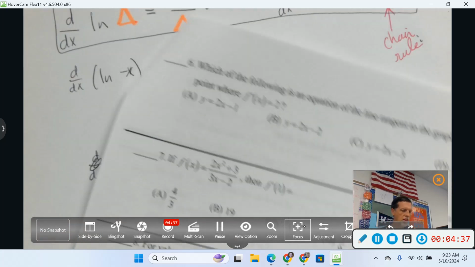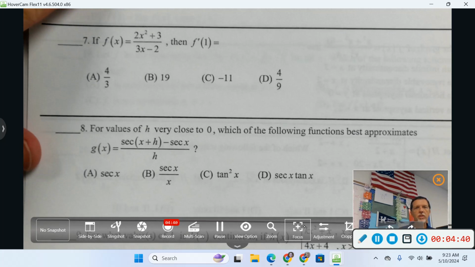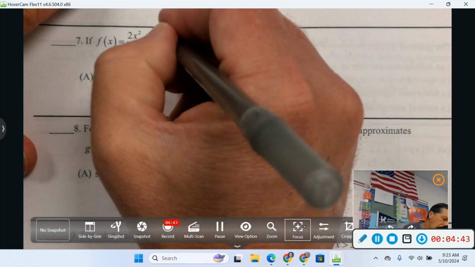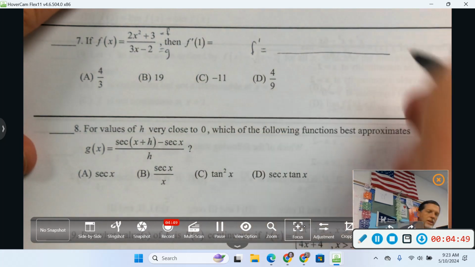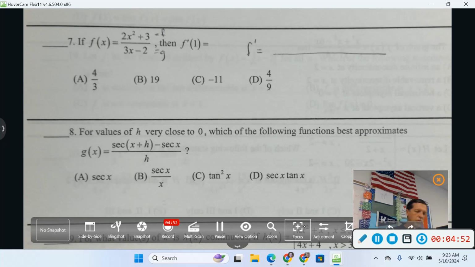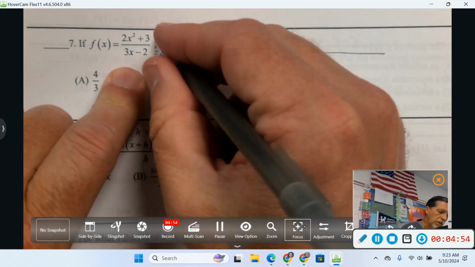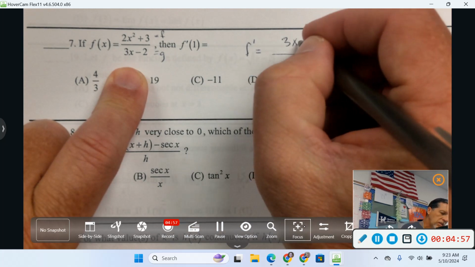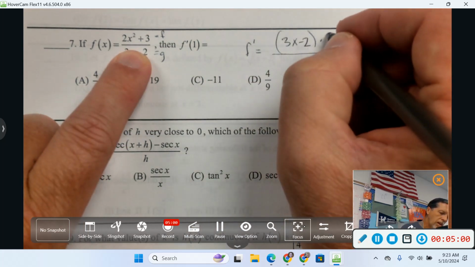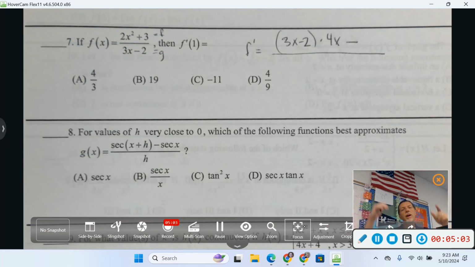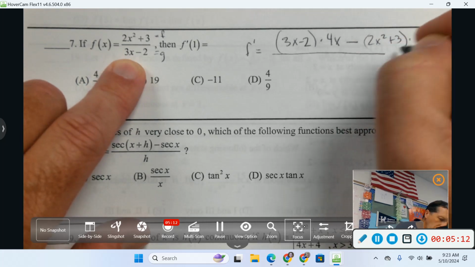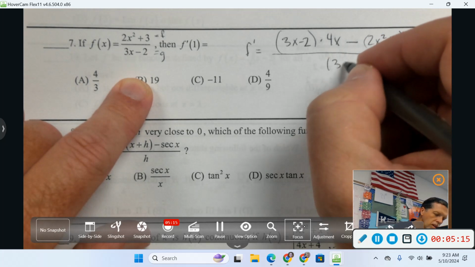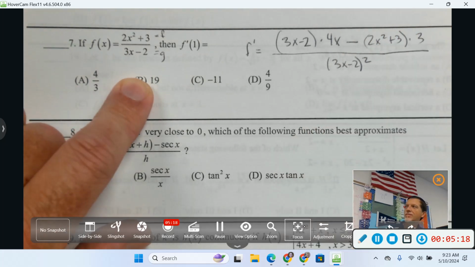147. F prime at 1. Okay, derivative at 1. This looks like a quotient rule problem. So I'm going to quotient rule in place here, because I know I start at the bottom. That's kind of the key. Start at the bottom, work your way up. Or keep the girlfriend first, gf prime. So 3x minus 2, f prime is 4x, minus the other way around, so minus fg prime, 2x squared plus 3 times 3, all over 3x minus 2 squared.